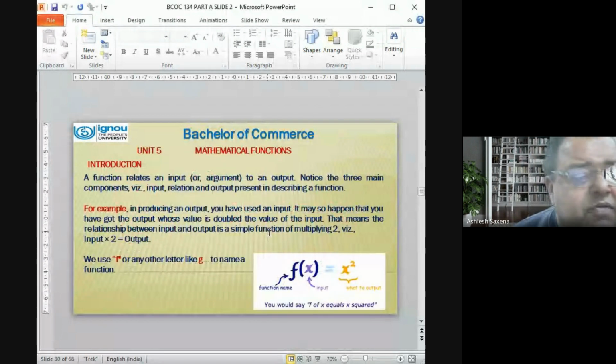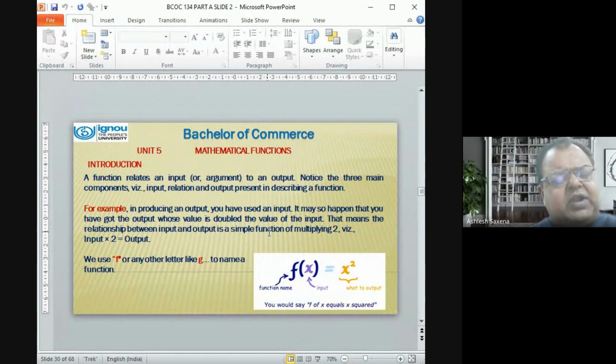Now we move to unit 5, that is mathematical functions. We will be talking about what a function is, what it provides, what information we get, and how they work. A function relates an input or arrangement to the output. Notice the three main components, that is input, relation, and output, present in describing a function.